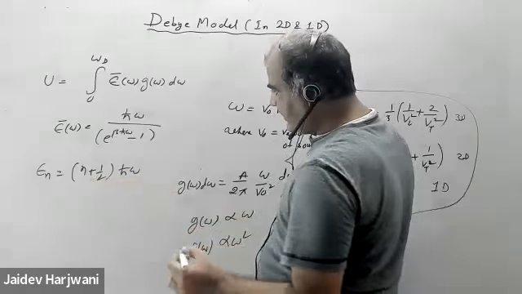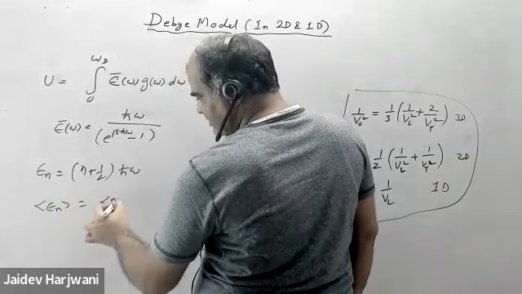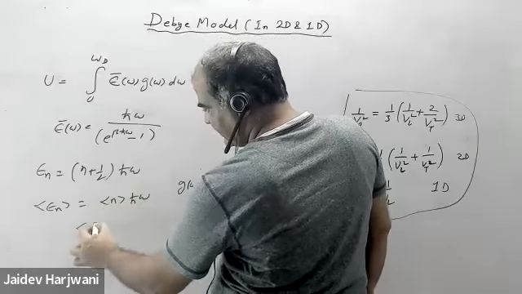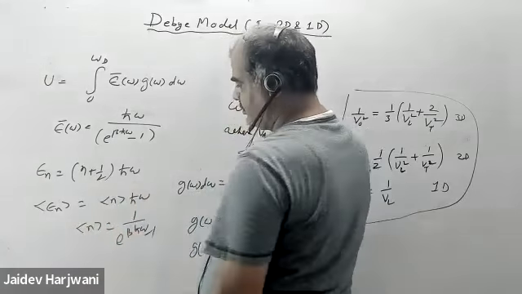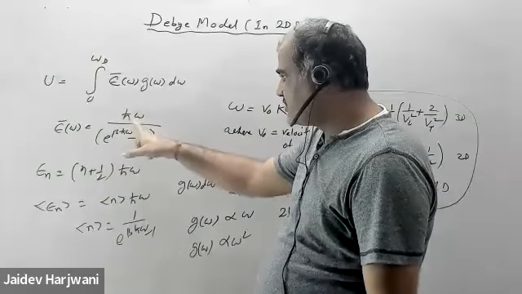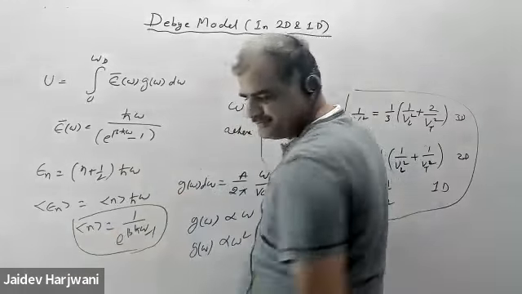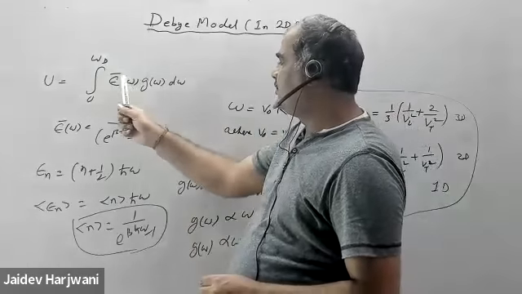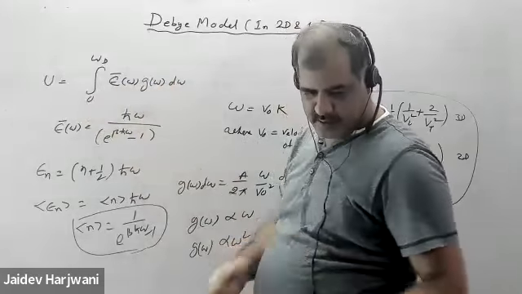So this is basically, if I want to write the average energy, I am writing this average number n. Your n is the average number of phonons with frequency ω, so this n multiplies ħω. This term is the average number of phonons. So now I know this thing, I know g(ω)dω, I can calculate my internal energy. So please calculate.